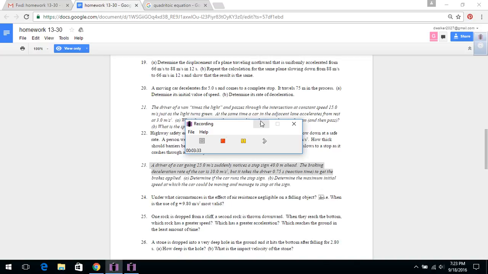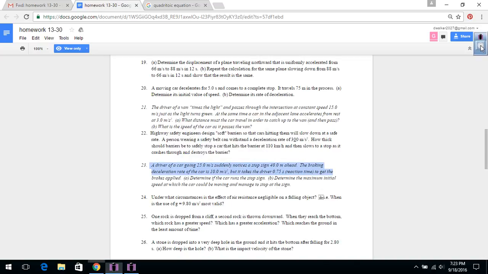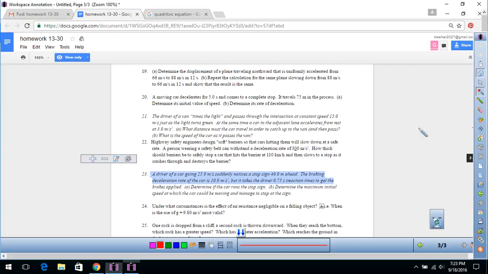Okay, so I looked at part B again because I didn't give you the right approach, because I forgot a little significant thing. So let's take a look. Okay, so now part B says determine the maximum initial speed at which a car could be moving and manage to stop at the sign. So you have to remember that he goes some distance during the reaction time. So I said, well, 40 meters is the total distance, and it has to equal D1 plus D2, where D1 is the reaction time distance traveled, and D2 is once he puts the brakes on and brings it to a stop.